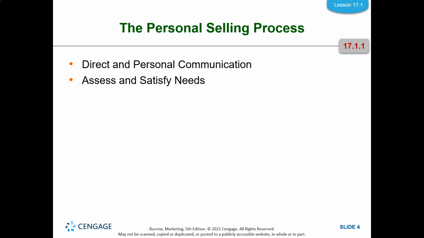So in terms of page numbers right now, we're talking about chapter 17 starting on 469. So 17.1.1, we are 469, 470, and parts of 471. So that's where you'll find more information about the direct and personal communication pieces of this and the assessing and satisfying needs part of the selling process.